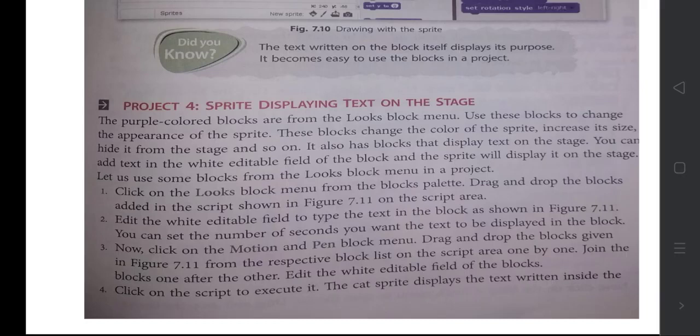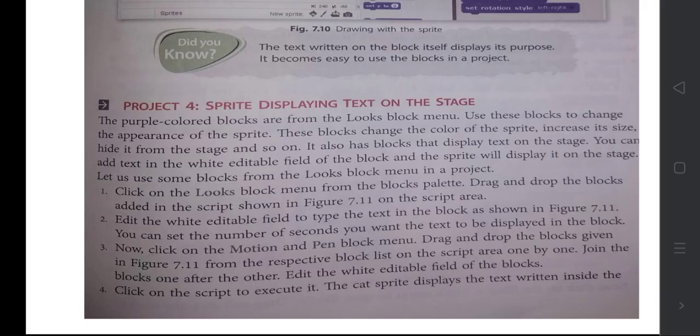Then you can set the number of seconds you want the text to be displayed, like while the cat is in movement. Okay, now the cat is moving, so for how many seconds it has to move. Then click on the motion and pen block menu, drag and drop the blocks given in figure 7.11 from the respective block list onto the script area one by one.